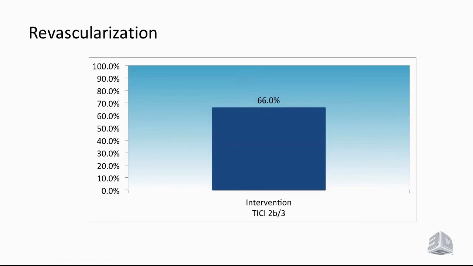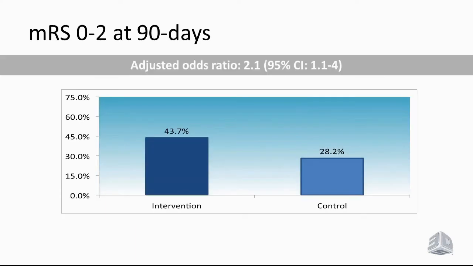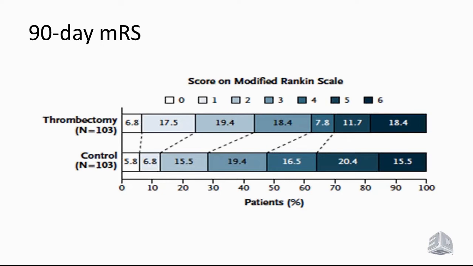Revascularization with intervention, slightly less than the other trials, but still very good at 66%. And here the 90-day Rankin is not quite as good, but still substantially better than control. And the odds ratio is still greater than 2 to 1 for these large vessel occlusions. And again, just the shift analysis for 0, 1, and Rankin of 2.